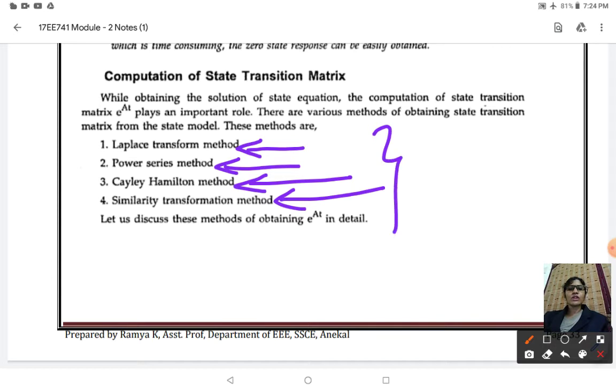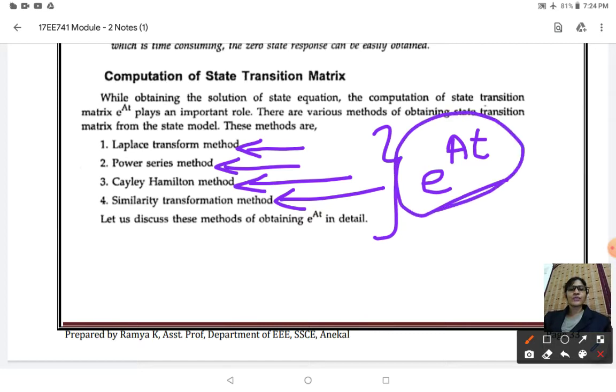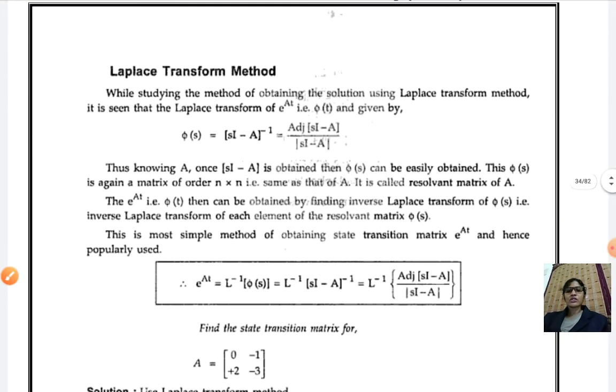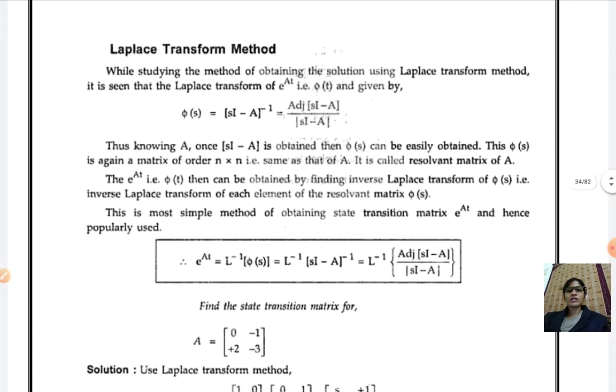In all these four methods, we will now see how to solve for the state transition matrix e to the power of at. This state transition matrix is very important to obtain the solution of the state equation. These are the different methods by which we can obtain the state transition matrix, and we'll see them one by one with problems. The first method we are going to see is the Laplace transformation method, under which we will see the procedure to solve for the state transition matrix.